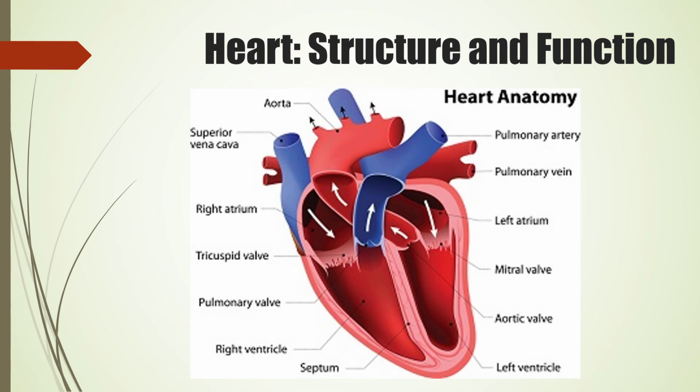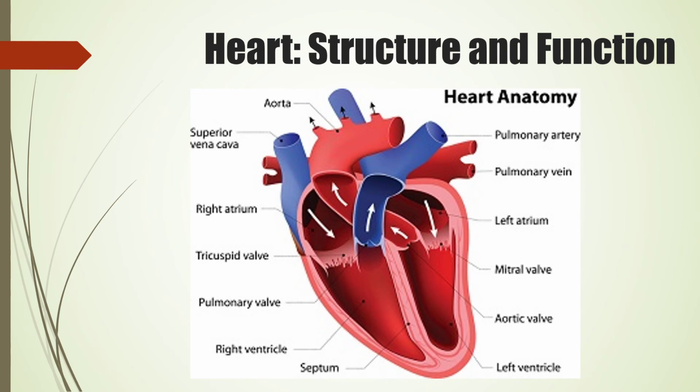Heart is present almost at the center in the thoracic cage. It is present behind the ribs between the lungs and slightly inclined on the left side. So where is it present? It is in the thoracic cage, behind the ribs, between the two lungs and slightly towards the left side.